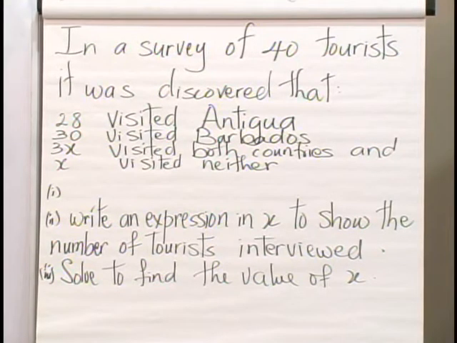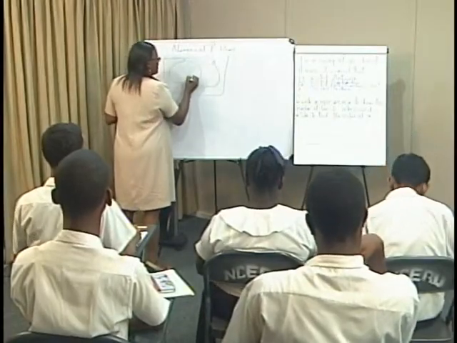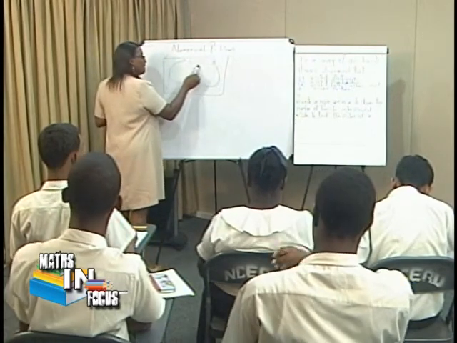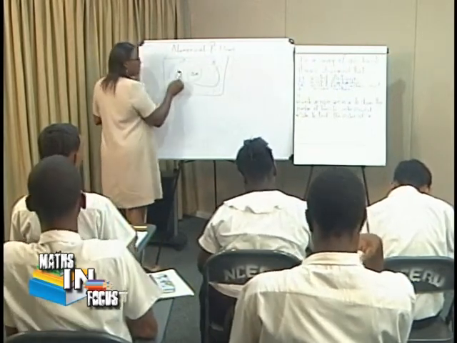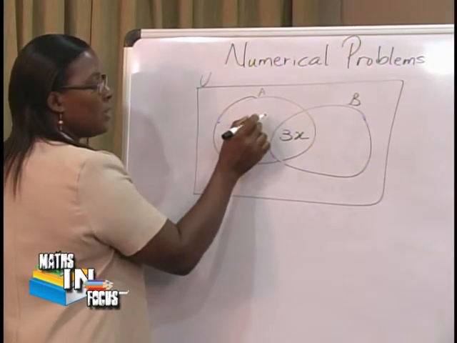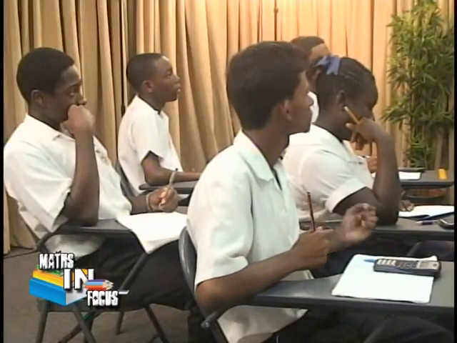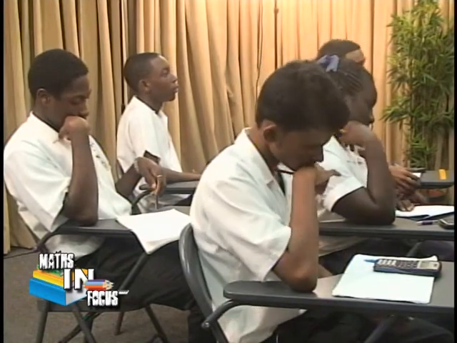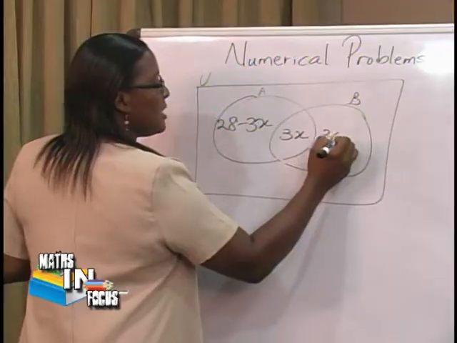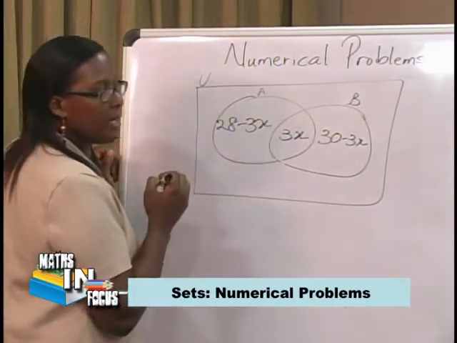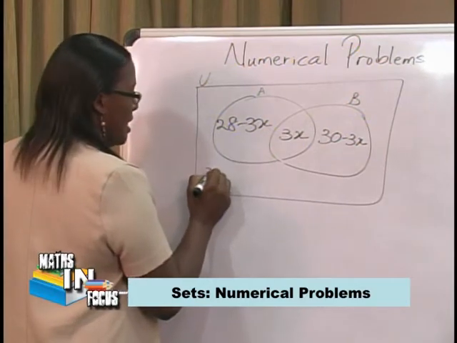So let's start with the intersection region. What do we have here? 3x. So if 3x takes up this portion of A, then the remainder of Antigua will be? What will be in Antigua only? 28 take 3x. Therefore, in Barbados only, we'll have 30 take 3x. And those who visit neither Barbados nor Antigua would be x.